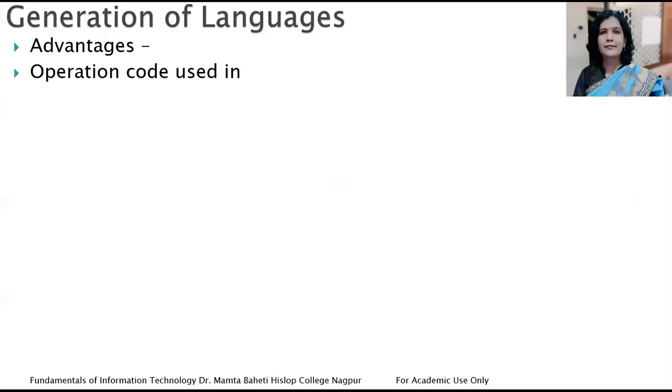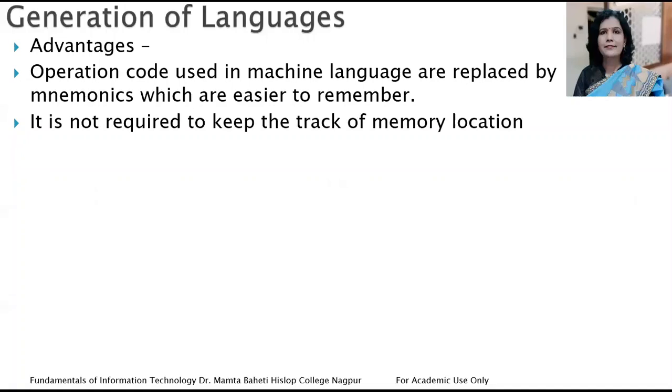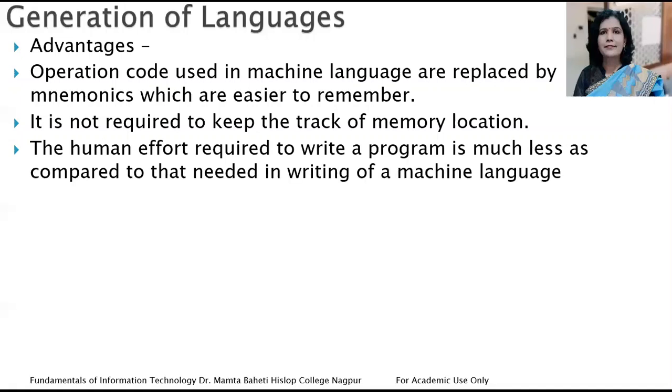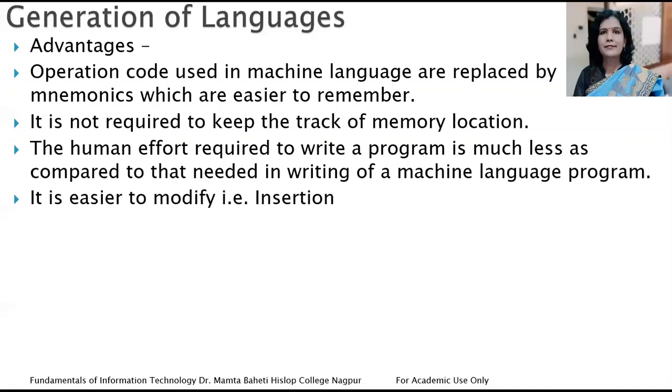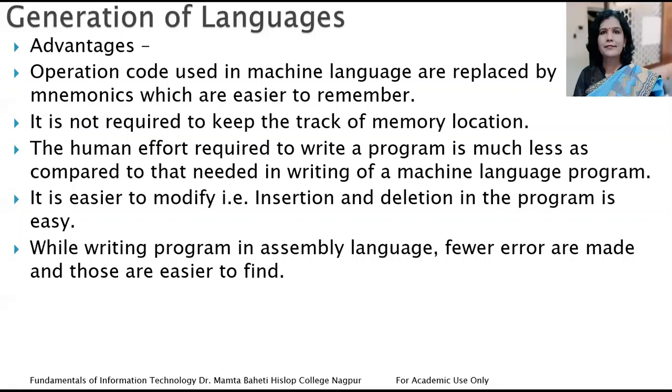So what are the advantages? Operation codes can be used in machine language, so they are replaced by mnemonics which are easier to remember. Then it is not required to keep track of memory locations, and the human effort required to write the program is much less as compared to machine language. It is easier to modify, that is, insertion or deletion in the program is easy. If I want to replace add with sub, it becomes easy, and few errors are made and those are easier to find out.